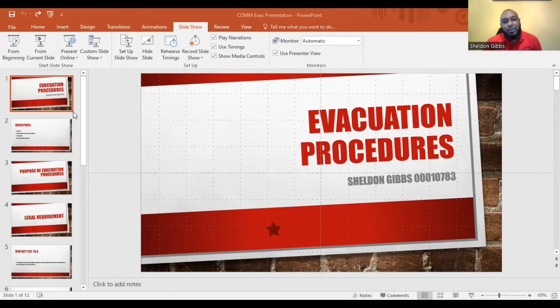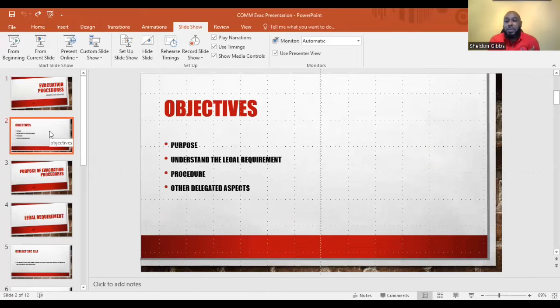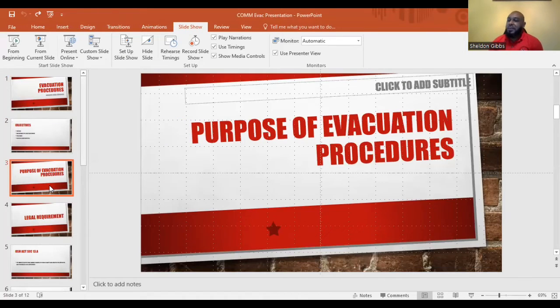The objectives that we will be discussing today are the purpose of an evacuation plan, understanding the legal requirements which give the need for an evacuation plan, the procedure we must follow in order for the plan to be effective, and other delegated aspects related to the plan or the activity itself. So what is the purpose of an evacuation plan?